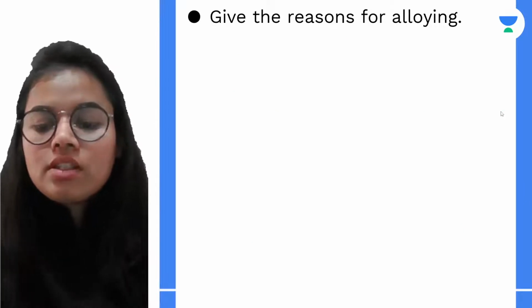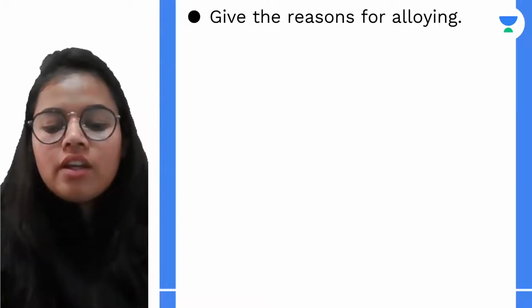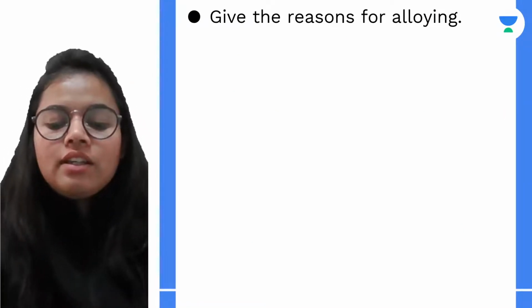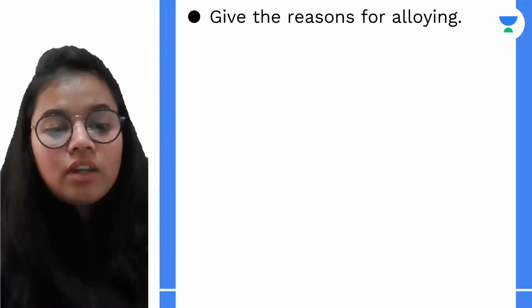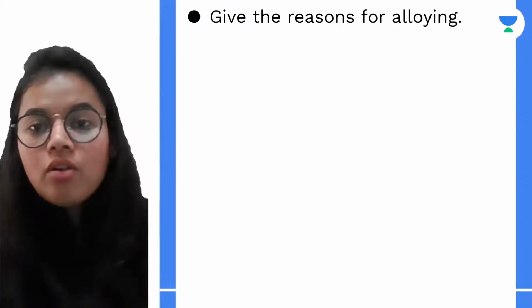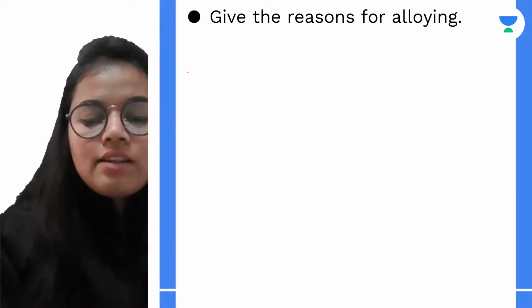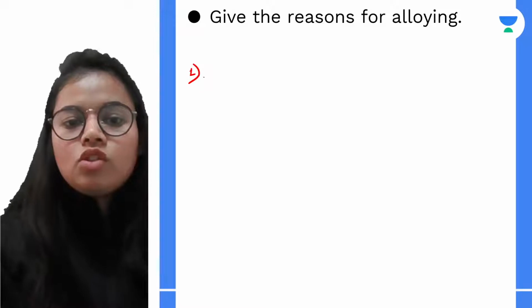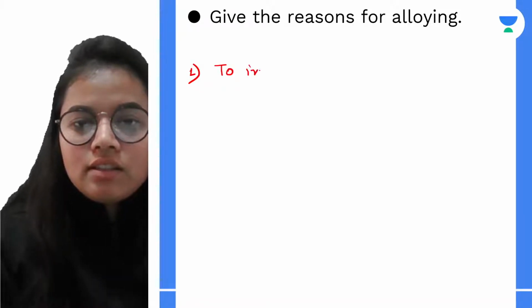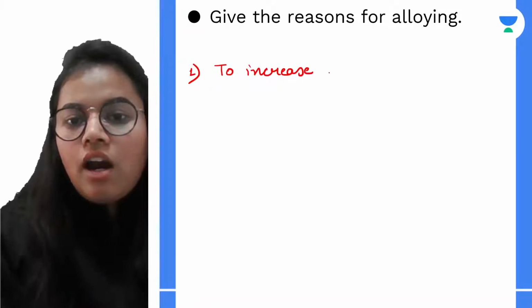Moving on to the next question, give the reasons for alloying. There are certain reasons that we go for alloying. The first reason can be to increase hardness.